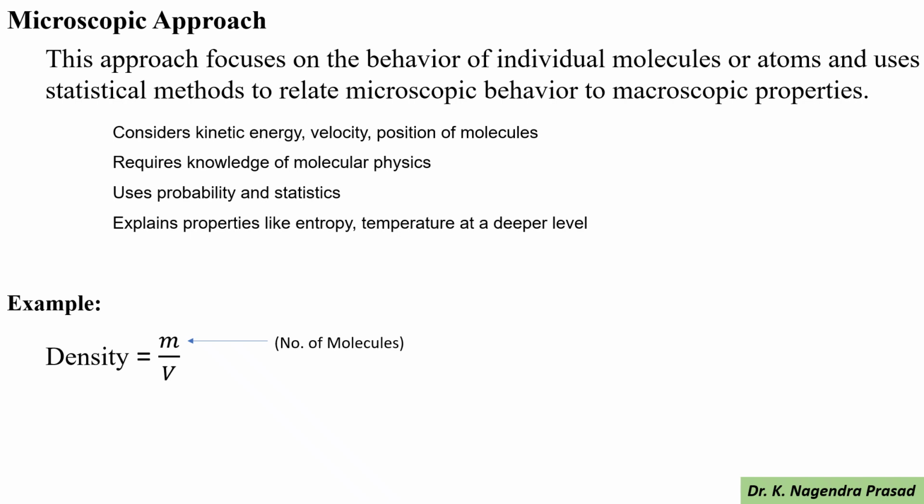Let's see an example. Density, we know, is the ratio of mass to volume. Now mass is expressed in terms of the number of molecules. So this is the microscopic approach.